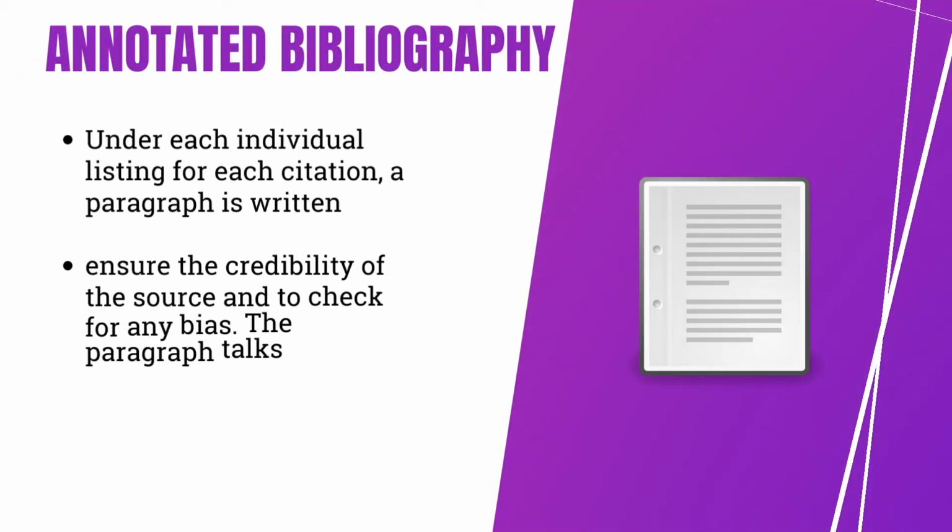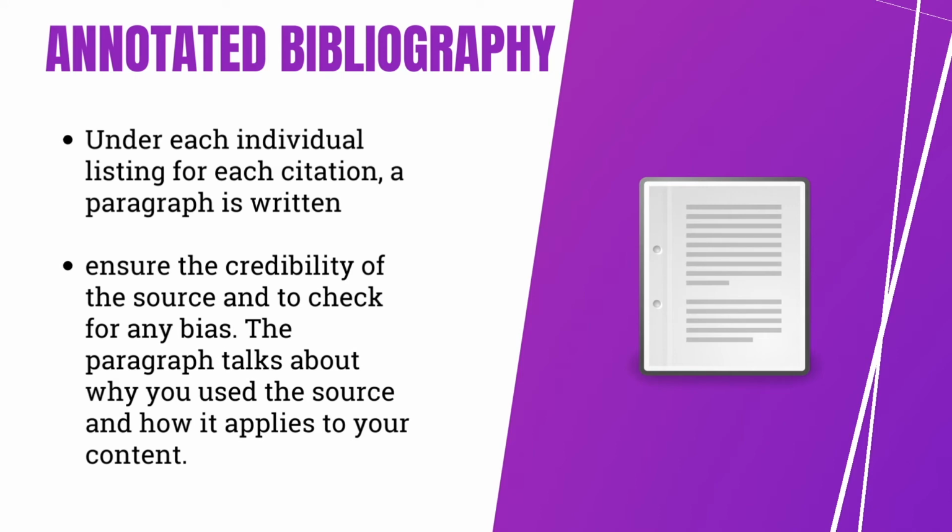Then there is the annotated bibliography. After citations are done, an annotated bibliography can usually follow. It's not always the case, but sometimes. Under each individual listing for each citation, a paragraph is written below, not too long, around 250 words. It can be shorter or longer though. That kind of answers a few questions.